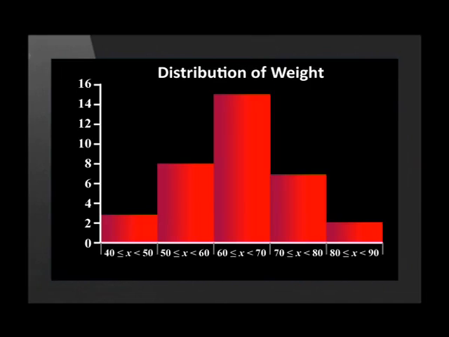Let's look at a histogram that represents this data. We label the vertical axis frequency and the horizontal axis as mass in kilograms. The bars are equal in width without gaps between them. The height of the bars is determined by the frequencies. The histogram shows us the shape of the distribution of our data.